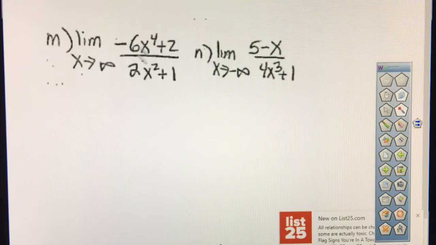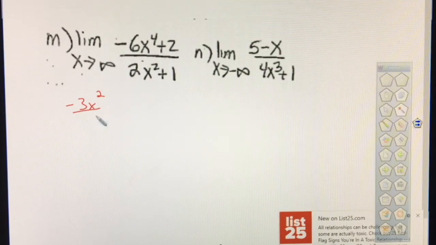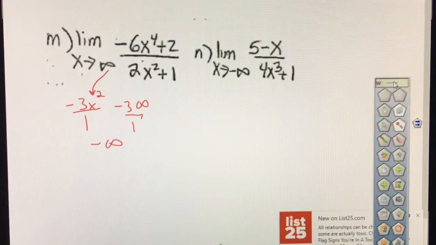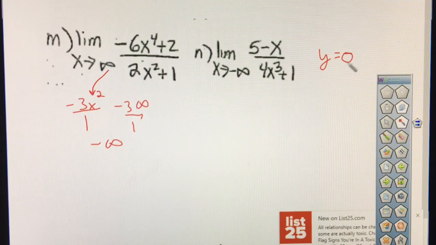As it goes to infinity, this is going to be negative 3 x squared over 1. When I plug infinity into that, that gives me negative 3 times infinity over 1. So it's going to be negative infinity is the answer for this limit. This limit, the degree of the top is smaller than the degree of the bottom, so it's going to be y equals 0. No matter what you plug in, it's going to be y equals 0. So this limit, as it approaches negative infinity, is going to be y equals 0.